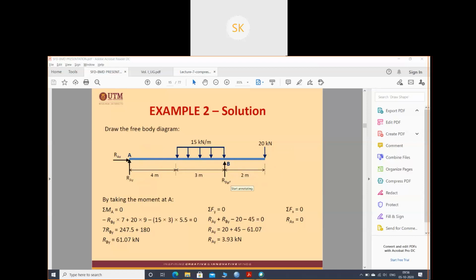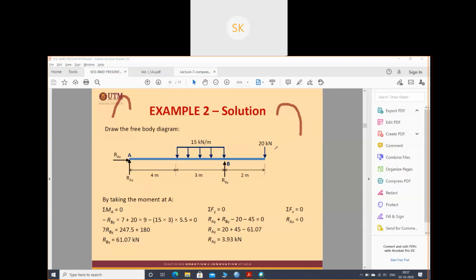See, this RB into this distance, 3 plus 4, 7. And why have I taken minus? Because I'm going anti-clockwise. If I take force in this direction, this will be clockwise, right? So I've taken clockwise as positive, so this one will be anti-clockwise. Force into distance, so this will go like this. So that's why minus RBY into 7 plus 20 into, now in this equation I have taken this one as downward direction as positive.